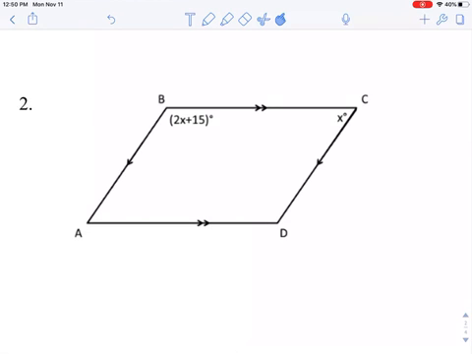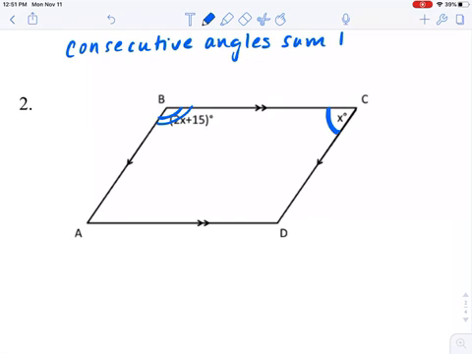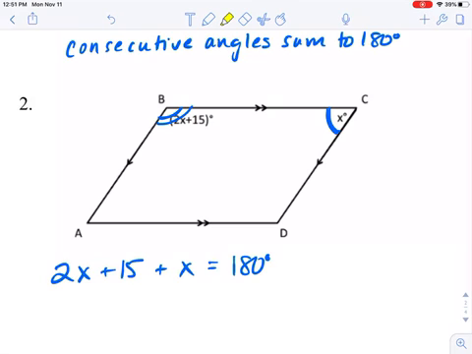In our next example, we have consecutive angles. Again, consecutive angles means that they are next to each other. So B and C are consecutive. And we know that consecutive angles sum to 180 degrees. Which means that when I add 2x plus 15 plus x, that's going to make 180. And now I can solve this using algebra. I'm going to combine my like terms. So 2x and x is 3x plus 15 equals 180.